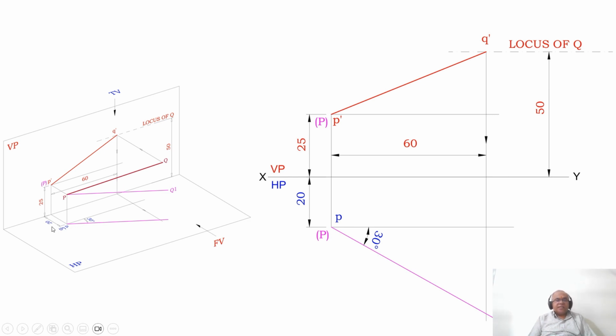Then, it is given that the line is inclined at 30 degrees to VP, which is the true inclination line. So from P you measure an angle of 30 degrees and draw an inclined line of any length. We don't know where exactly it will cut. So to get the true length in the top view, I should make the front view line parallel to XY. So we need to do that. Then only will you get the true length in the top view. Once you get the true length in the top view, you are going to get the locus line. So this is how you will be able to get this.